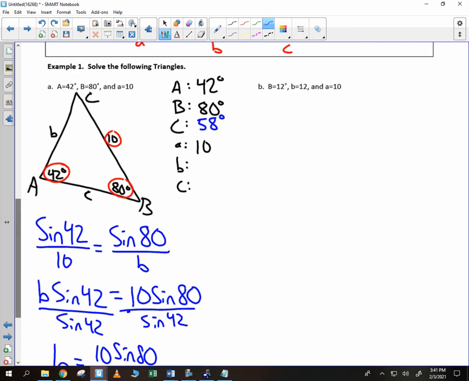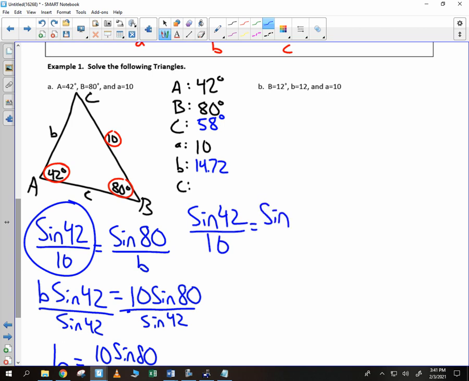So we know that side B is 14.72. In order to find side C, we do the same thing. Sine of, say, 42 over 10. So that's sine of A over a. And we're going to go sine of angle C. What is angle C? We said C is 58. So sine of 58 over side C. Cross multiply: 10 sine of 58 equals C sine of 42.